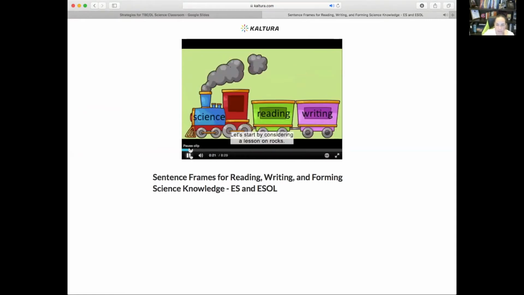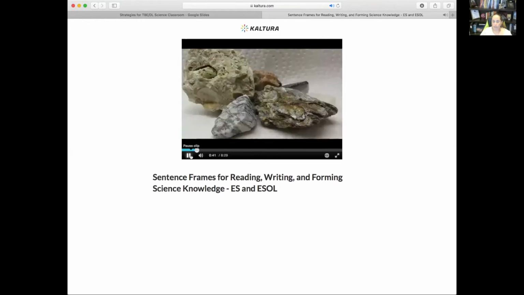Let's start by considering a lesson on rocks. In keeping with the train style lesson that I discussed in the introductory video, we want the students to do something that gets them interacting with the science, then read something that helps them figure out the big concepts, and then we'll have them write in order to pull together their ideas on what they read and what they did. I place out a pile of interesting rocks, making sure that I include some very clear examples of sedimentary, metamorphic, and igneous rock, and let each child select one to study.